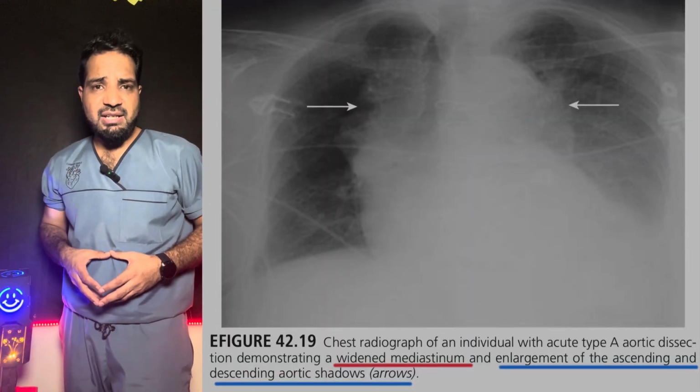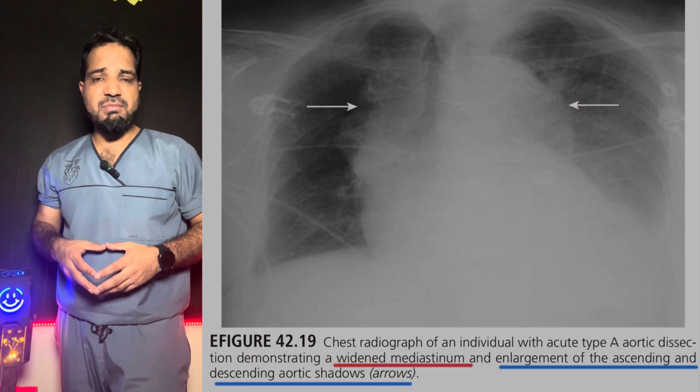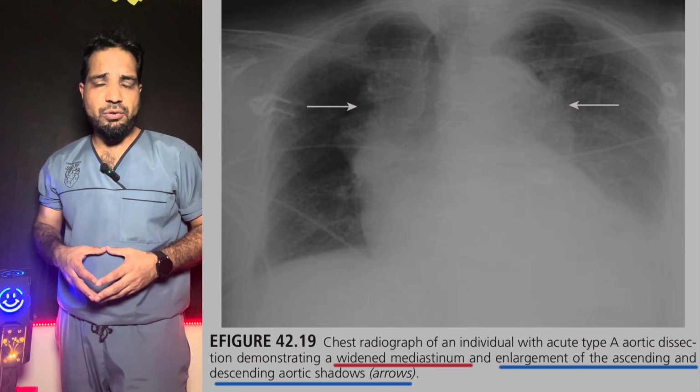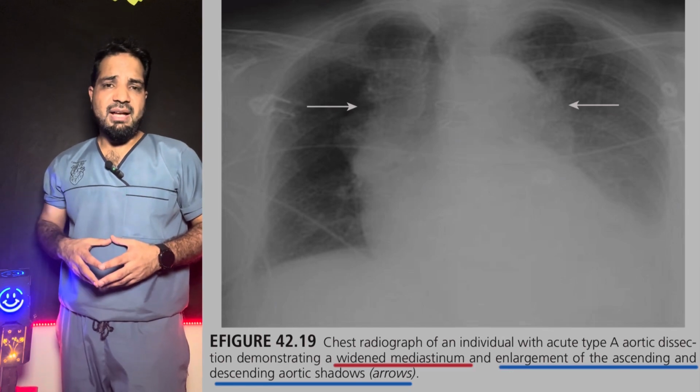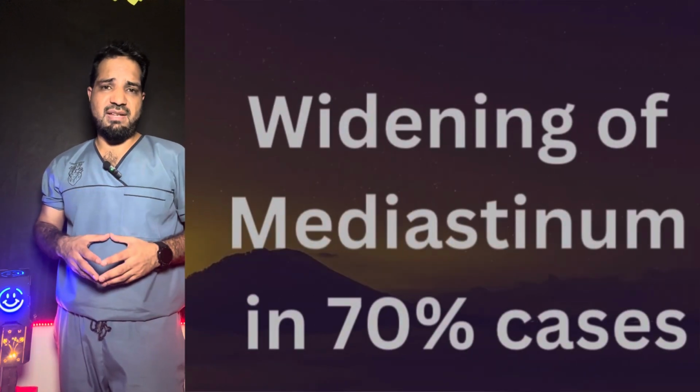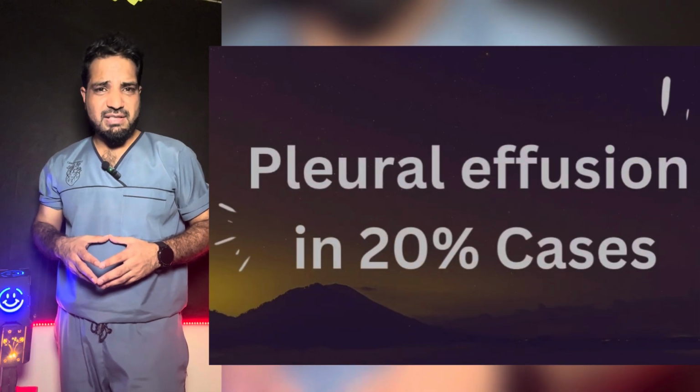A typical chest X-ray finding in aortic dissection is widening of the mediastinum or widening of the aortic contour. There is a dilated ascending aorta and dilated descending aorta, and that is present in 70 to 80% of the cases. And in 20% of the cases, there is pleural effusion.